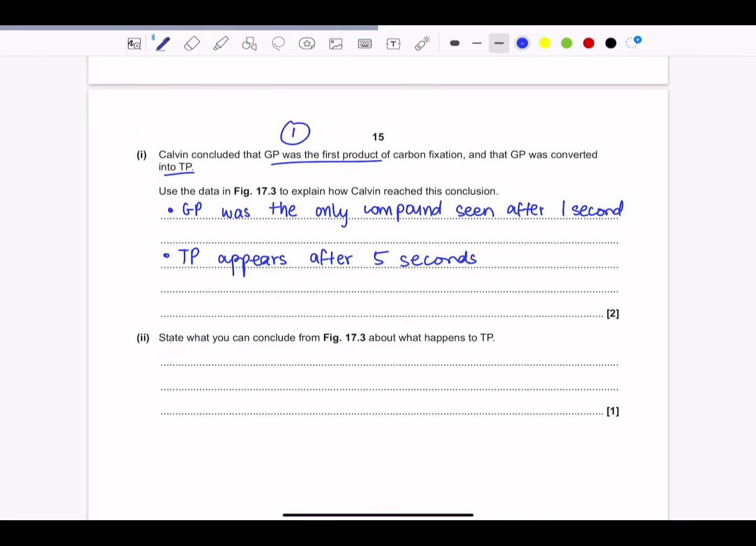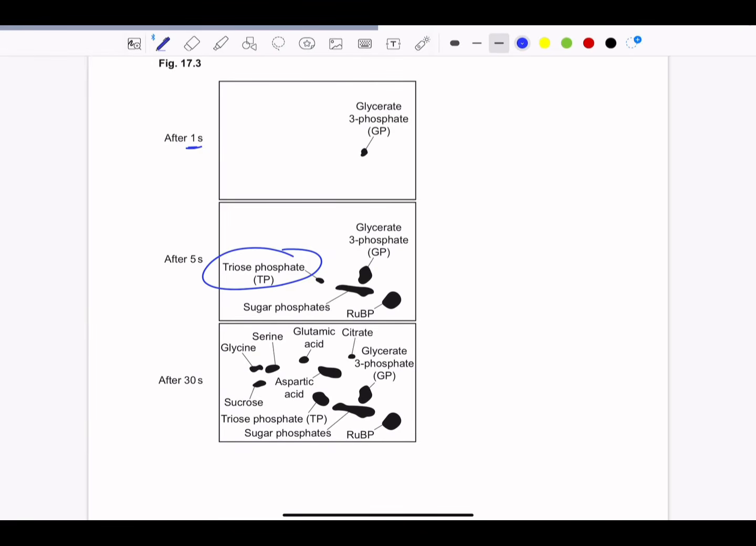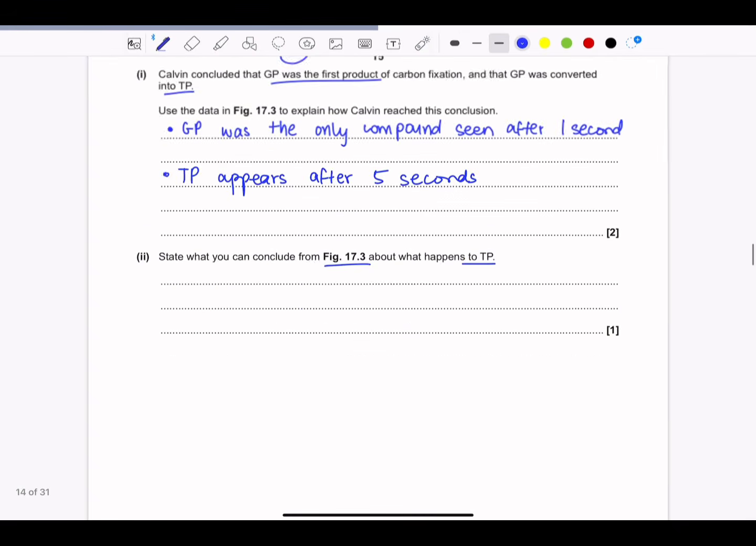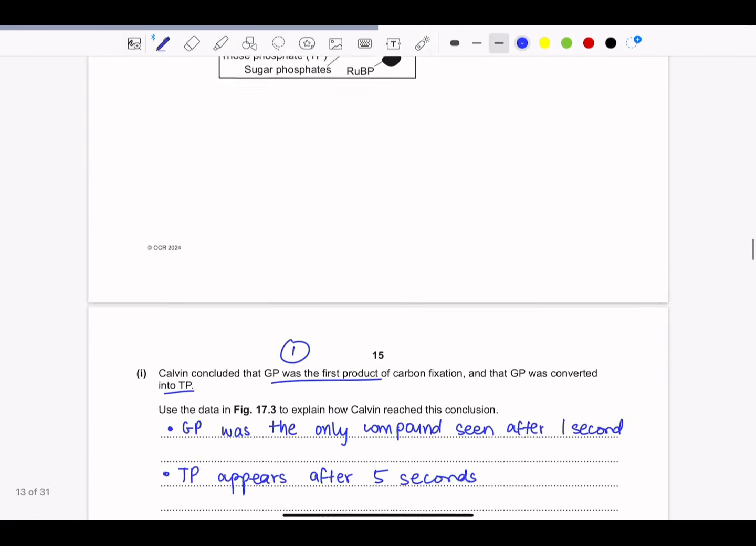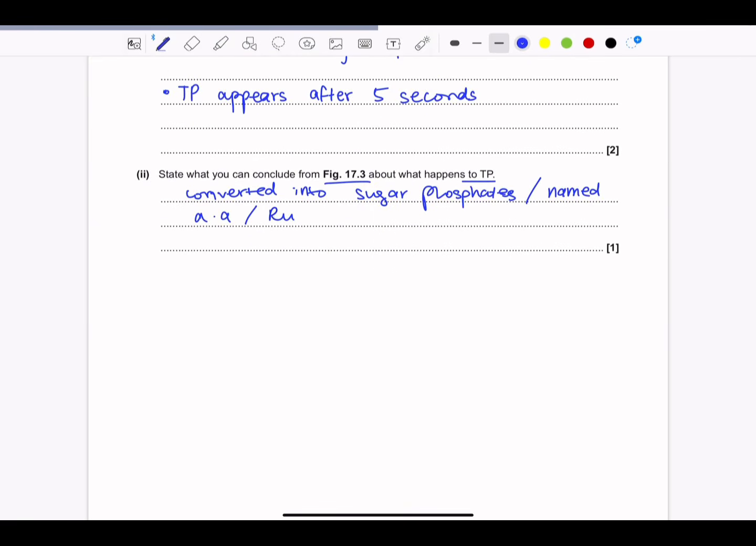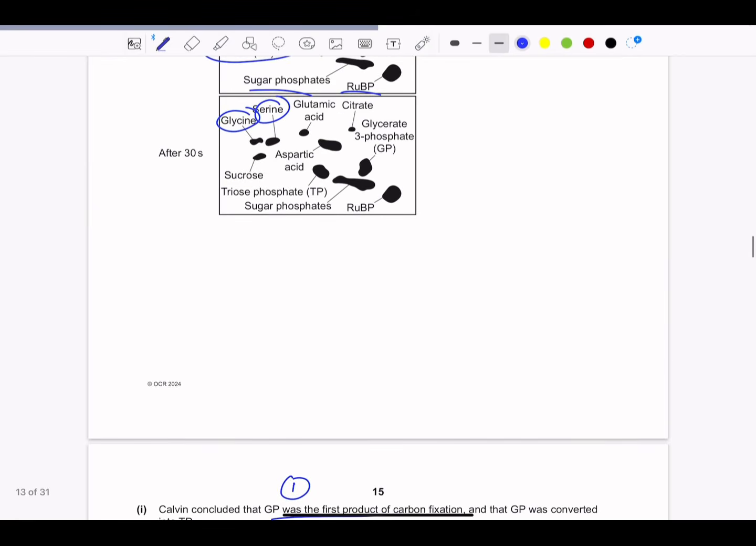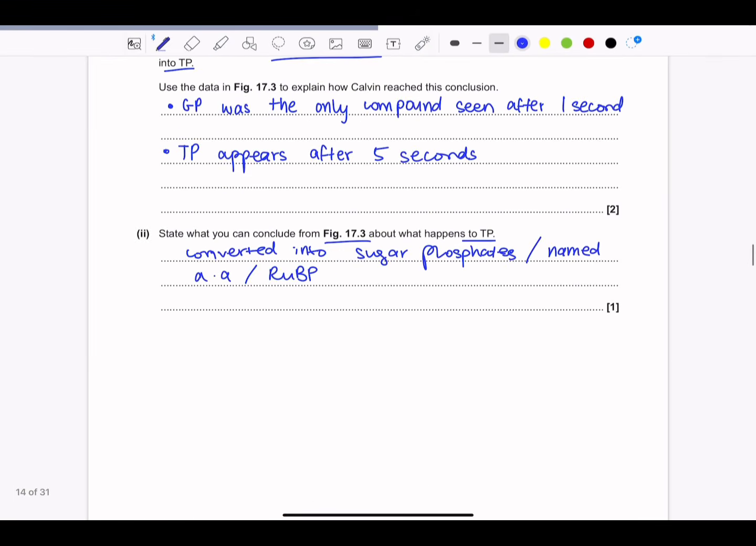Next question is to state what you can conclude from figure 17.3 about what happens to TP. Looking at the figure, we can see that the triose phosphate goes on to form RUBP, sugar phosphate, and then after 30 seconds it also makes glycine, serine, and other amino acids. So the answer is that it's converted into sugar phosphates and amino acids. Again, that would be specific, so you could name glycine or serine, as well as RUBP. They also said sucrose, which is present over here. So sucrose as well.